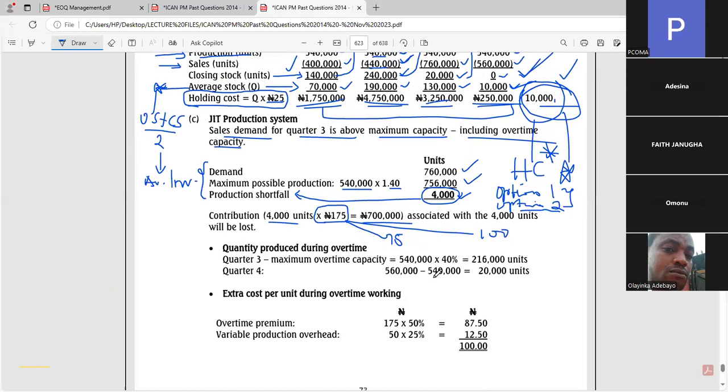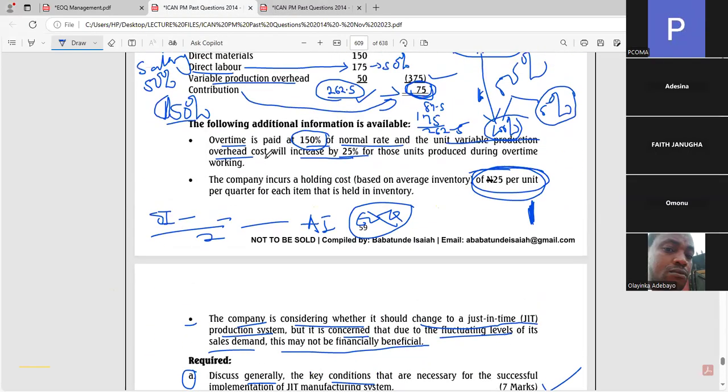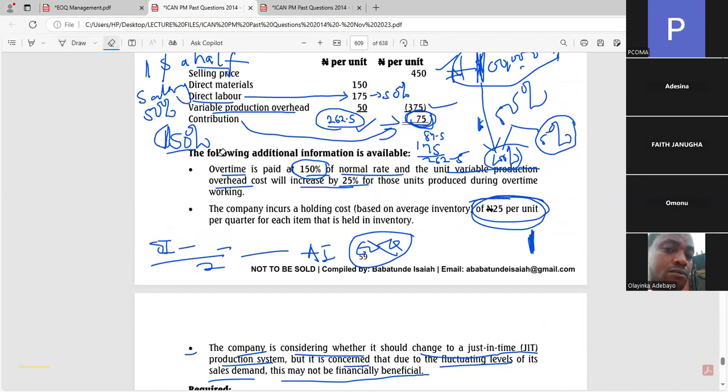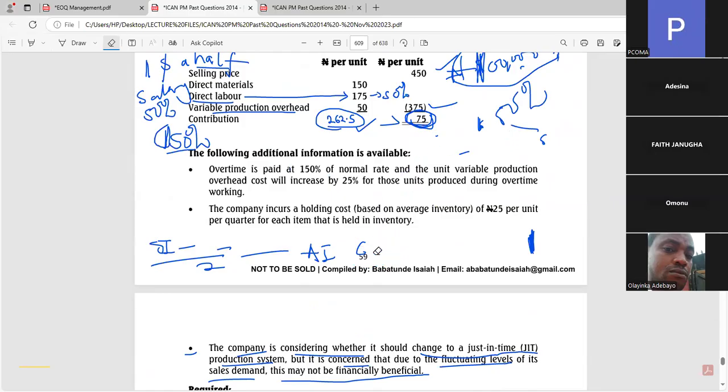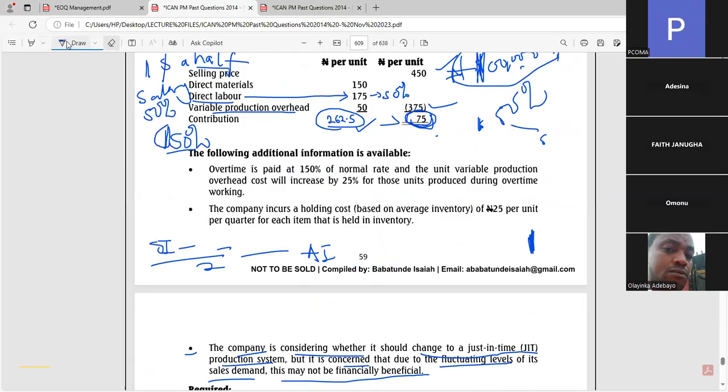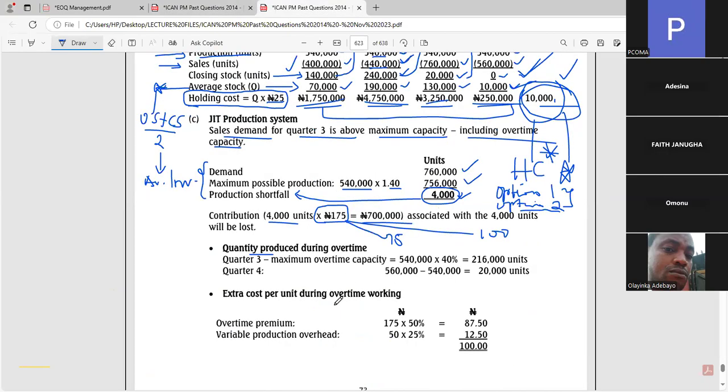Flow with me. Now, remember that if I work overtime, the question told me that anytime I'm working overtime, I am going to spend some money. Look at the question here. Anytime I'm working overtime, I'm going to spend money. What am I going to spend it on? Overtime for labor, 150%. Come back here. Look at it here. Extra costs, anytime that I'm working overtime.